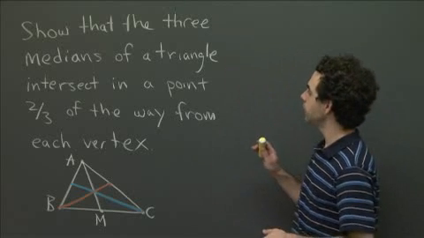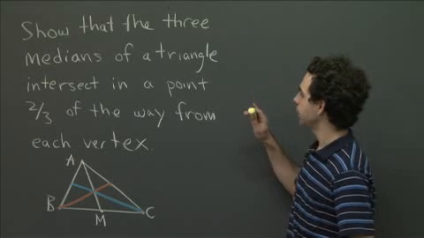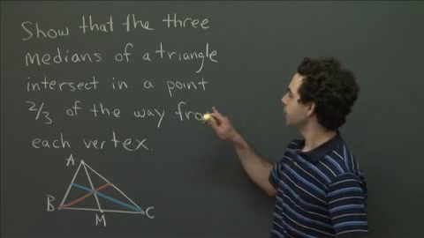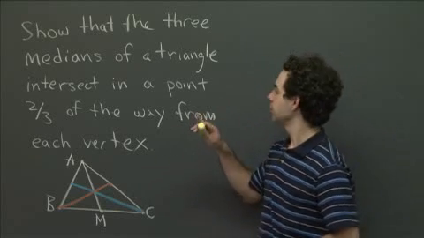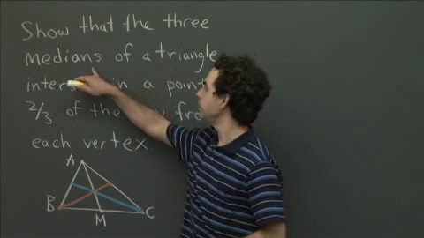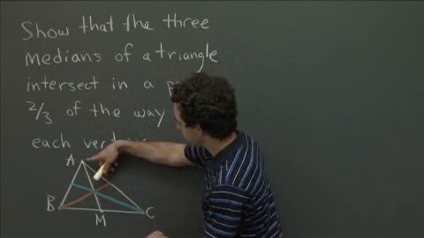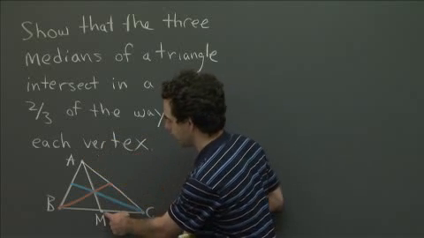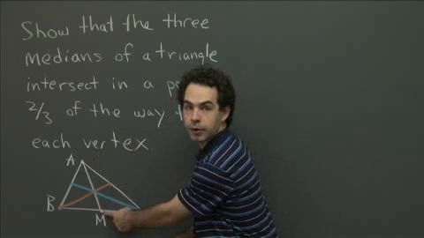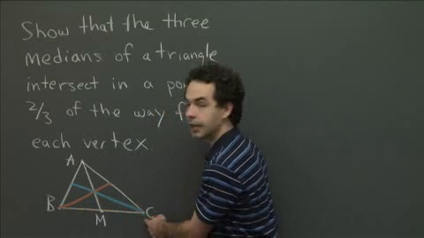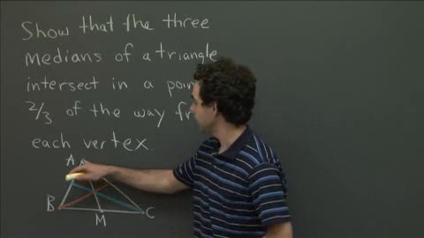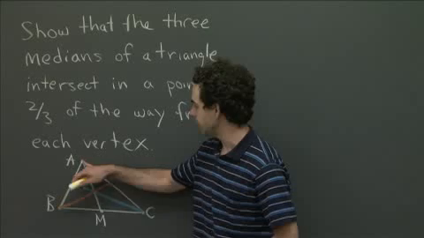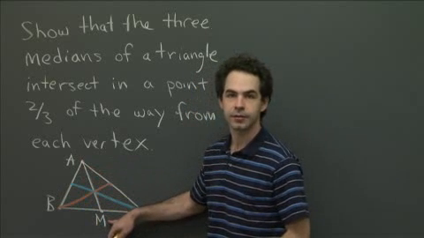So what I'd like you to do is show that the three medians of a triangle intersect at a point, and the point is 2/3 of the way from each vertex. Let me just remind you of some terminology. In a triangle, a median is the segment that connects one vertex to the midpoint of the opposite side. So here this point M is exactly halfway between B and C. Every triangle has three medians, one from each vertex connected to the midpoint of the opposite side.